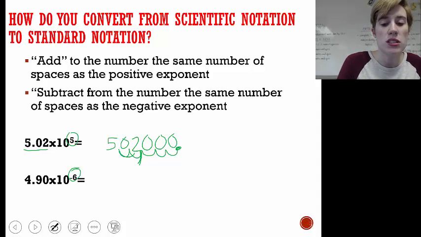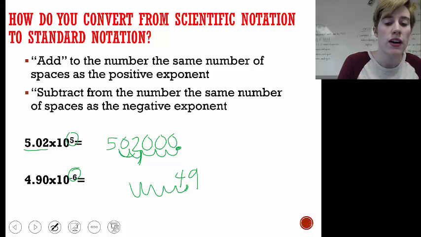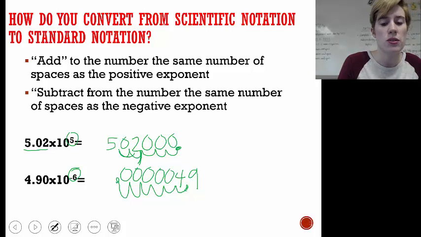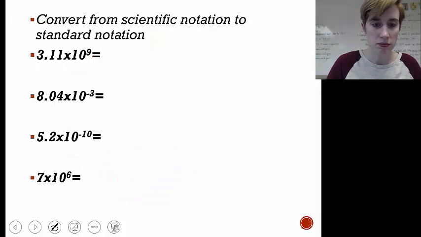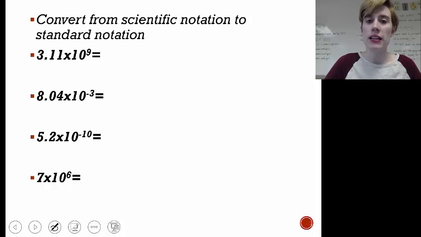Now I have a negative exponent. I'm going to be moving my decimal a different direction. So my decimal was here. I'm going to move it 1, 2, 3, 4, 5, 6. Here's my decimal. So I have 1, 2, 3, 4, 5 zeros there. And then we always put a 0 in front of the decimal as well. Okay, go ahead and pause your video and try these 4 problems on your own, and then click play.